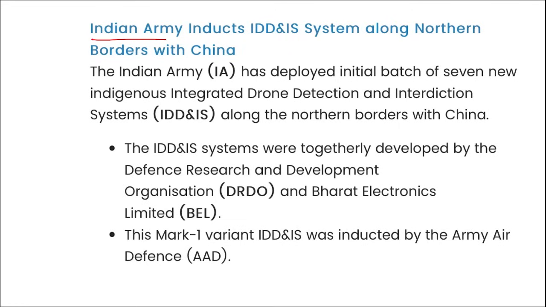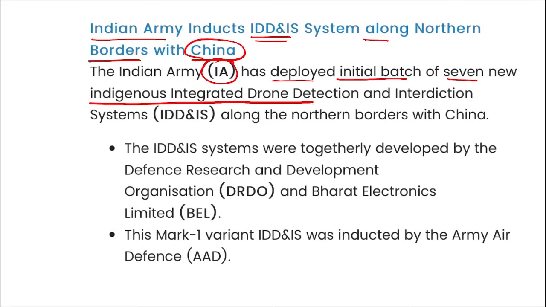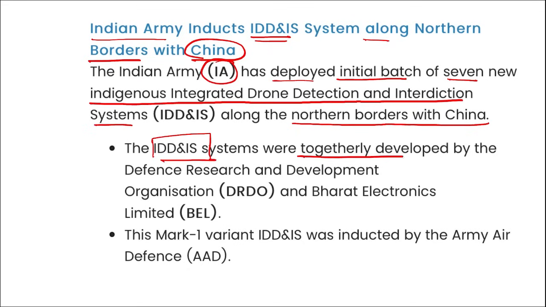Next, Indian Army inducts IDD and IS system along northern borders with China. I repeat, Indian Army deployed the initial batch of 7 new indigenous integrated drone detection and interdiction systems along the northern borders with China. This system was jointly developed by DRDO and BEL, and this Mark 1 variant of IDD and IS was inducted by the Army Air Defense.